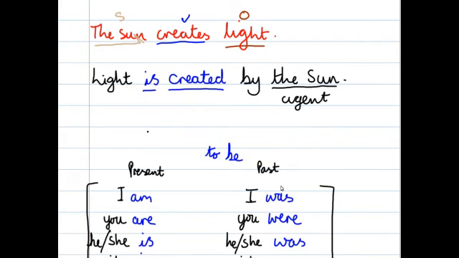If we used a different one, so if we say, put it in the past, say light was created by the sun, it would be slightly worrying, because that suggests that it's no longer created by the sun, and there may be mass hysteria across the world when they find out there's no more sunlight. So that's how we would create a passive sentence in the present tense.